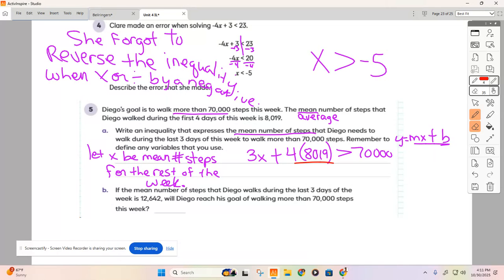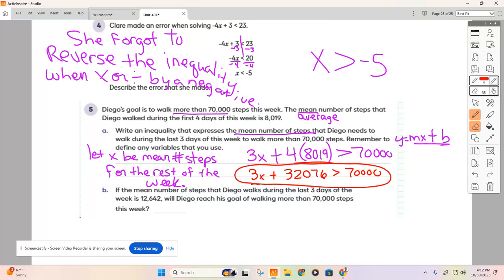What I need to do is multiply 4 times 8,019. So I get 3x plus 32,076 is greater than 70,000. I could use inverse operations to solve that, but it's not what part B is asking me to do. So part A just asked for me to set up this inequality, which I did.